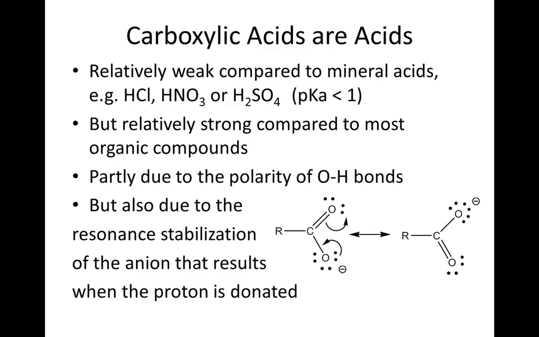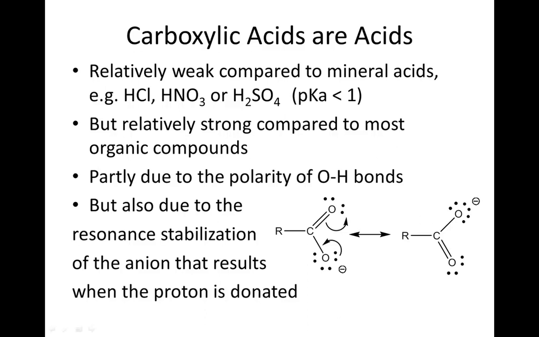And these are called carboxylic acids because they are acidic. Not compared to mineral acids so much. If you look at the typical pKa's of mineral acids, they're less than 1. But if you compare these guys to other organic compounds, they're relatively strong acids. And the pKa's we'll look at in a second, but there's an OH bond, and because that's a very polar bond, it's pretty easy for them to ionize.